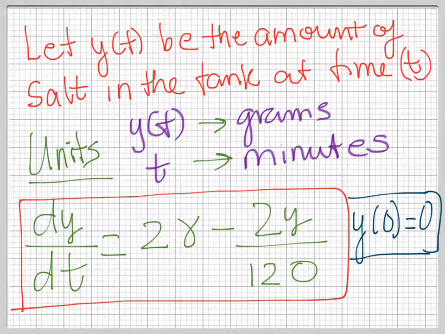Where did we get this initial value? It is from the assumption at the beginning that the tank initially contains 120 liters of pure water. That means when t equals 0, the amount of salt is 0. So that's why the initial value is y of 0 equals 0. And then our next goal is to solve this IVP.